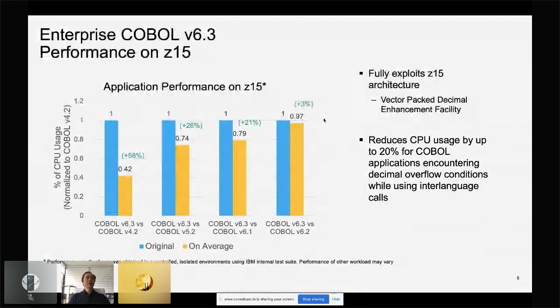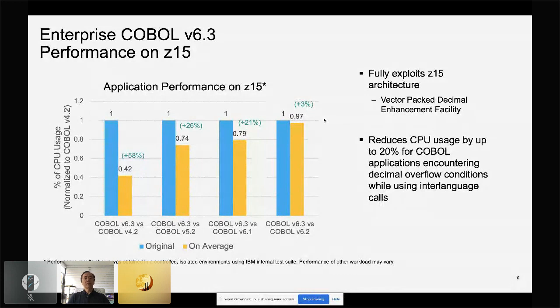So I want to talk a little bit about exploiting the Z15 and things like that. I just want to give you an example of what kind of performance gains you might get from the latest compiler. The latest COBOL compiler is version 6.3. It has all the facility to exploit the Z15 hardware as well as Z14 hardware and 13 and so on.